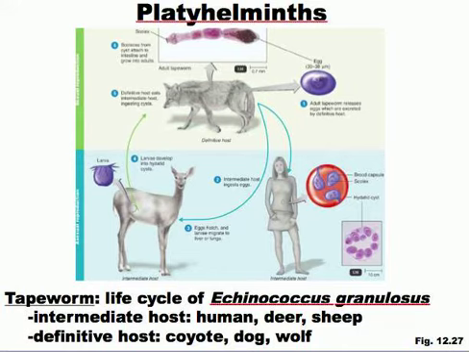So let's look at these life cycles. This is for Echinococcus granulosus. So the intermediate hosts for this are the human, the deer, and the sheep. The definitive host for this is going to be a coyote, a dog, or a wolf. So we'll start with number 1. The adult tapeworm is going to release eggs that are going to be excreted by the definitive host. In this case, it's a wolf, I think. Yes, a wolf.